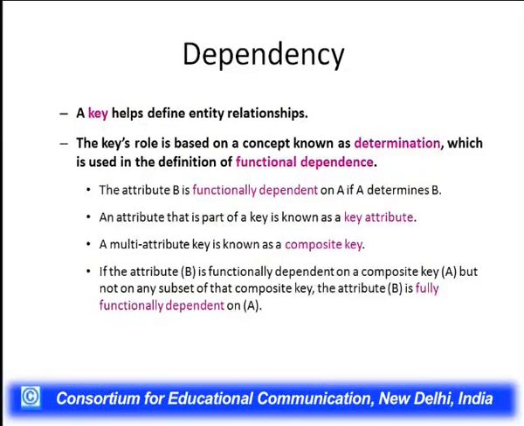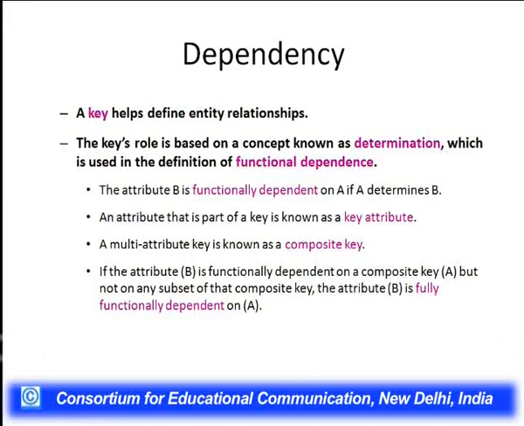Then we talk about the concept of dependency. Now, dependency means that a key helps to define entity relationship. The key's role is based on a concept known as determination, which is used in the definition of functional dependency. So, an attribute B is said to be functionally dependent on A if A determines B. An attribute that is part of a key is known as a key attribute. A multi-attribute key is known as a composite key.